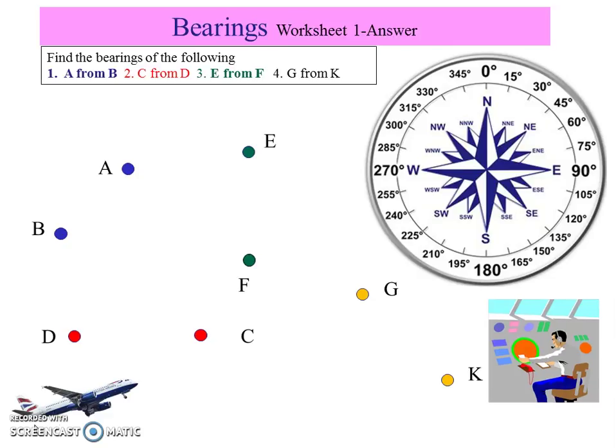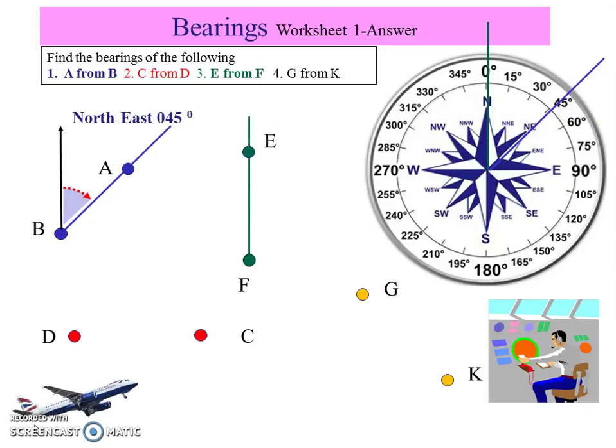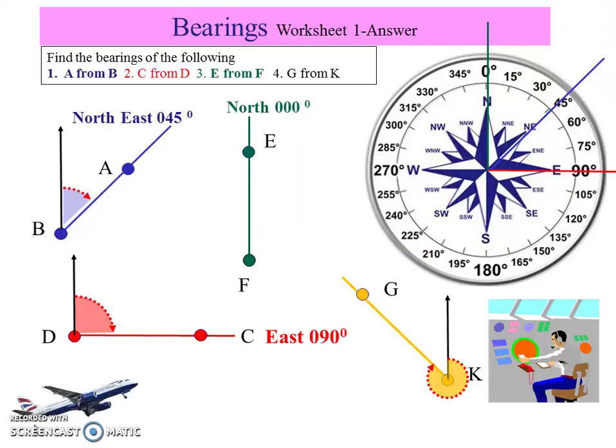So we have the first worksheet, and we'll see the answer to that. So B to A is 045 degrees, in the northeast direction. And we can see all the other questions.